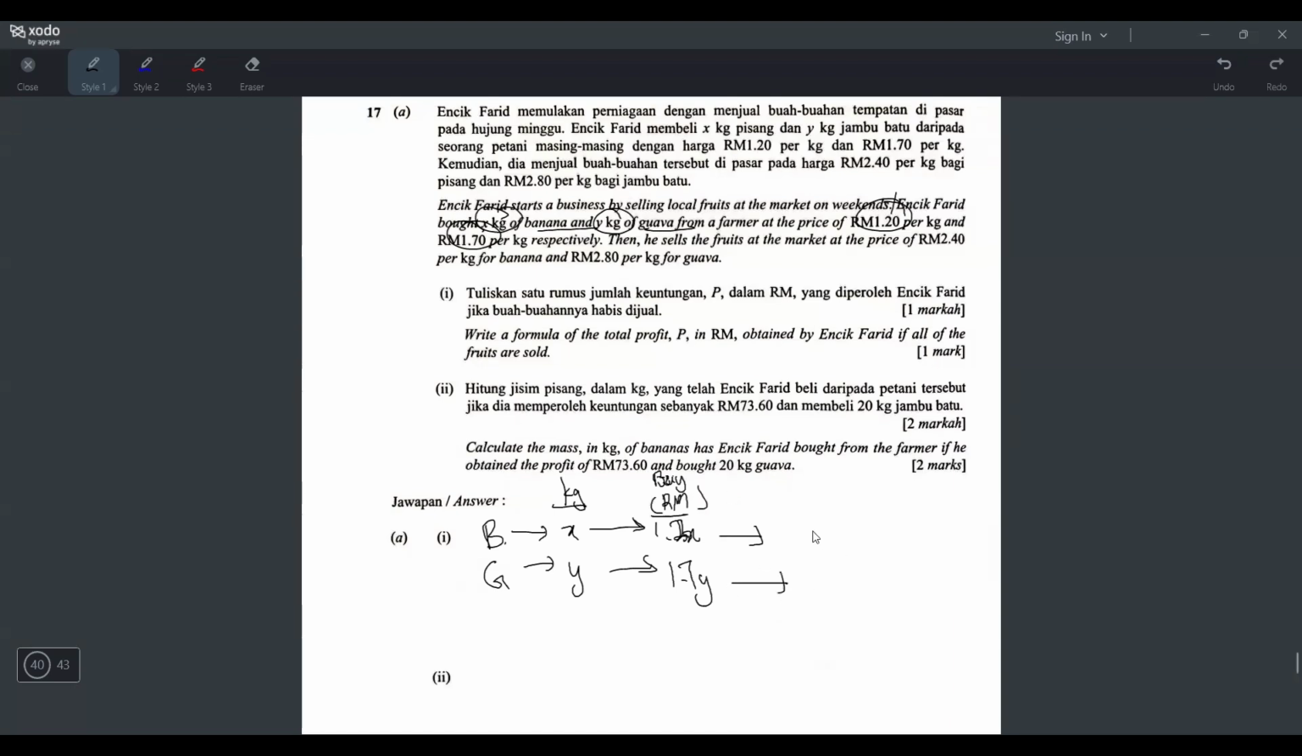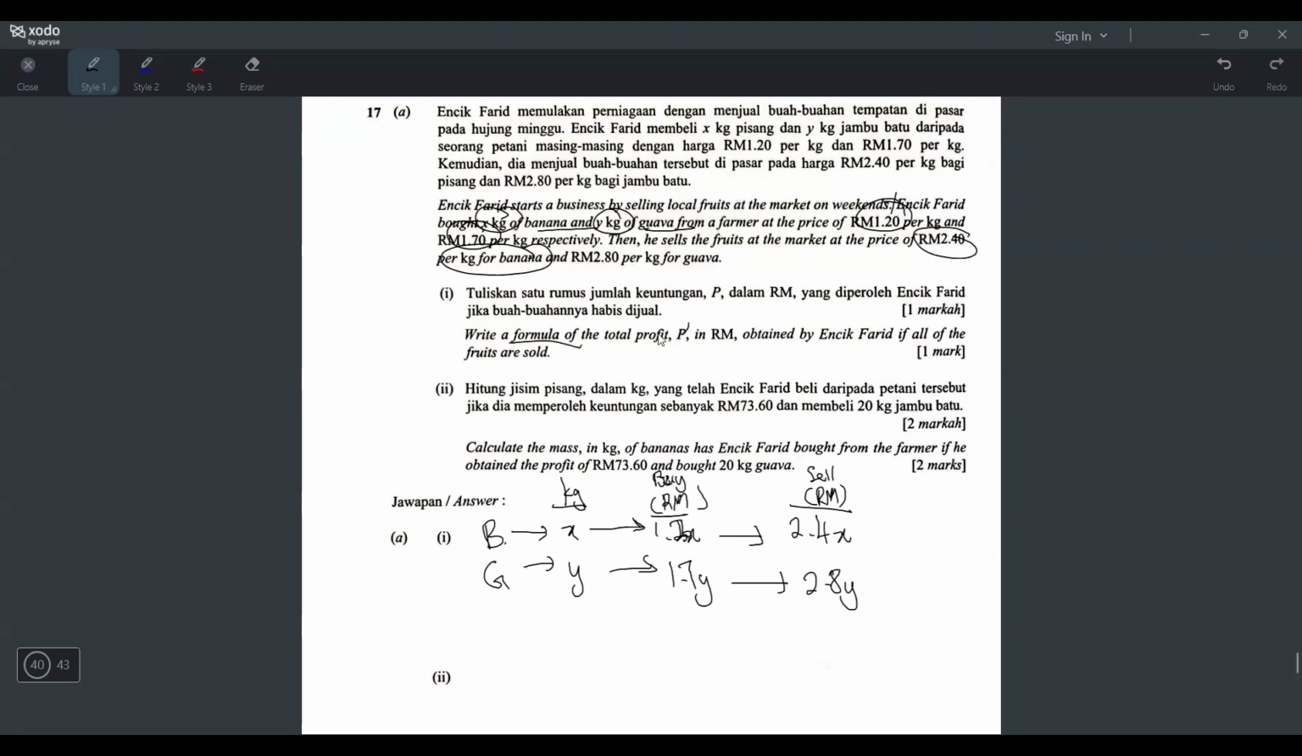Okay, so this one is like sell punya, and sell how many? 2 ringgit 40 cents per kg of banana. So he will earn some money lah, because he sells more than he buys. So he buys 1 ringgit 20 cents per kg, but he sells 2.4, right? So the selling punya RM will be 2.4x. Okay, and then 2.8 per kg for one guava, right? But if there's Y, it will be 2.8Y lah, he will earn. So this one is the selling price in RM.